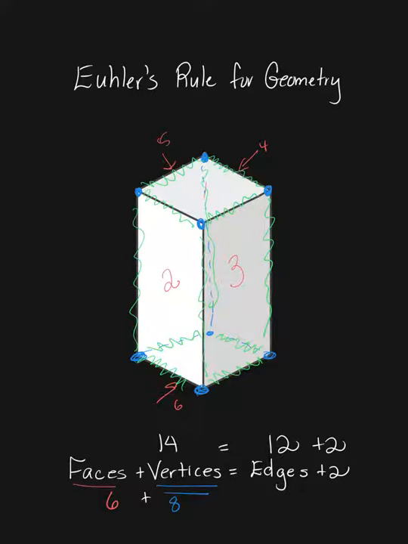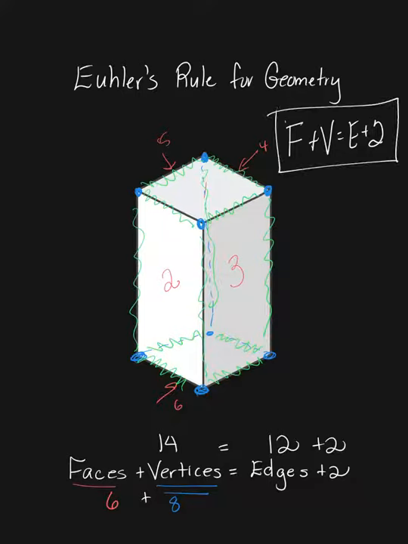So his rule, or Euler's rule, is that the number of faces of a polygon plus the number of vertices will equal the number of edges plus 2. That's all there is to Euler's rule.